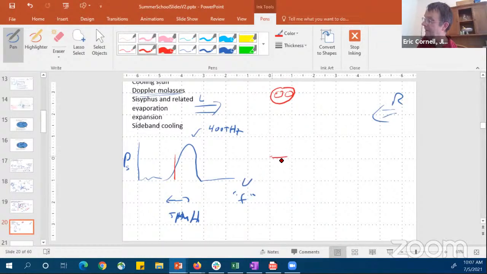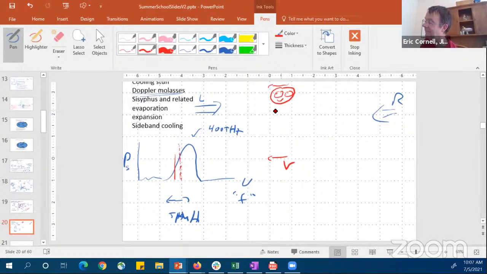And let's say that atom is moving and the velocity is moving towards the left. The atom says, oh, this is nice. If this atom is moving in this direction, the atom looks at this laser coming towards it and it says, oh, I see a Doppler shift. I think, to my mind, that laser is actually a little bluer than it would be in the lab frame.